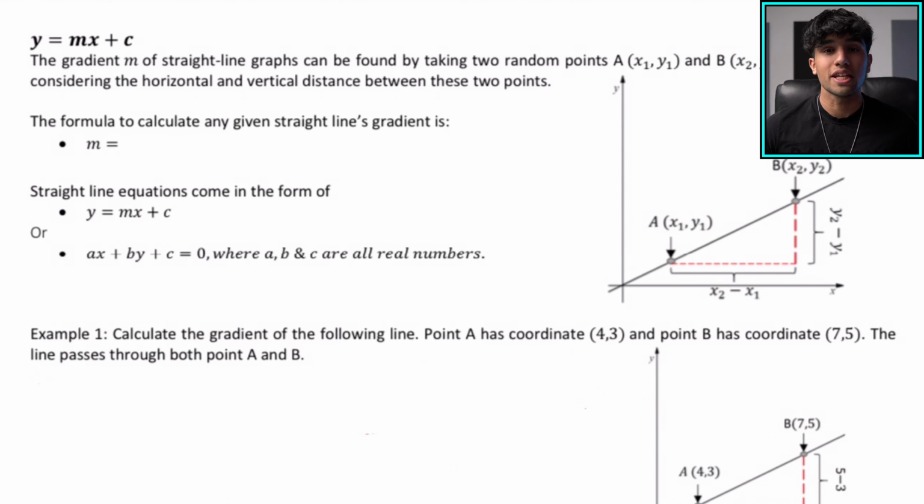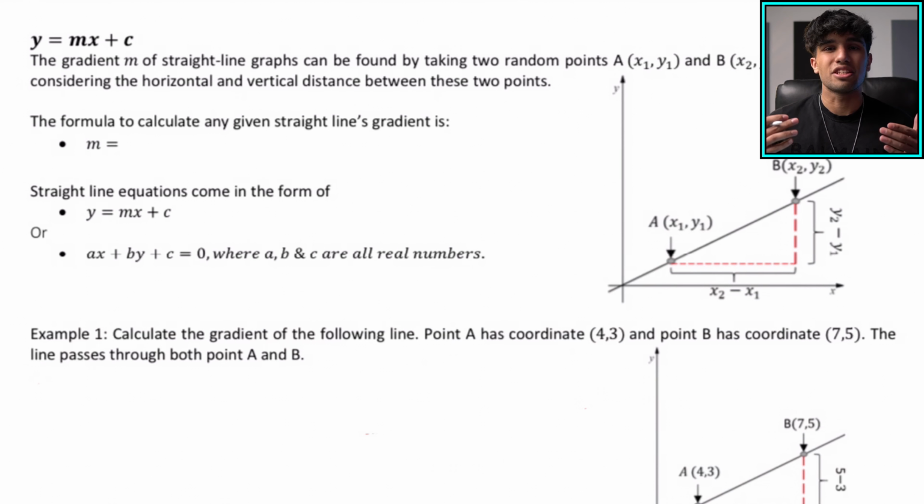I'm going to go through everything you need to cover straight line graphs in just 10 minutes. The most important thing you need to know is the equation of a straight line. That equation is y equals mx plus c, where m is equal to the gradient of the line and c is equal to the y-intercept, meaning the point where the line crosses the y-axis.